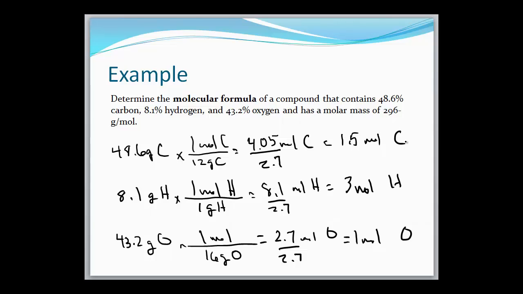Now what you don't want to do is round very much here, because you don't want to look at that and say, oh, that's about 4 and that's about 2, because obviously they're not. So make sure that you leave enough significant figures that you don't have to round that much. Alright, that's not a whole number, so we need to multiply everything by a common factor to make that a whole number. So as you can see, we're going to multiply by 2. So we get 3 moles of carbon, 6 moles of hydrogen, and 2 moles of oxygen.